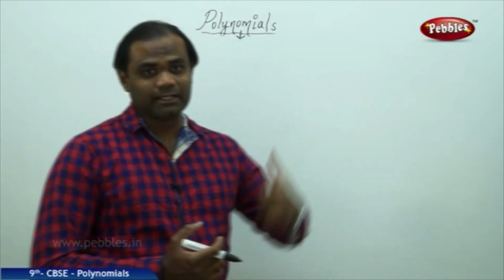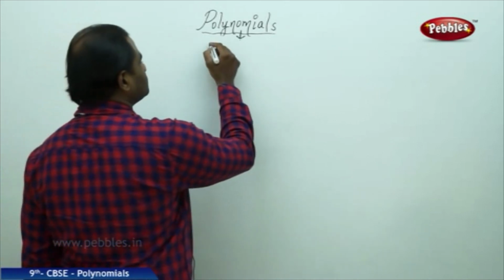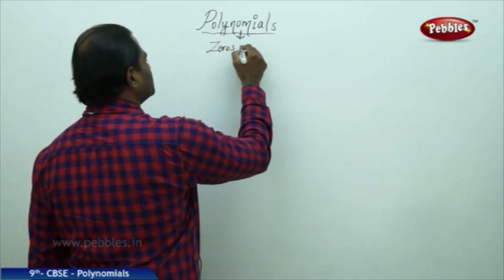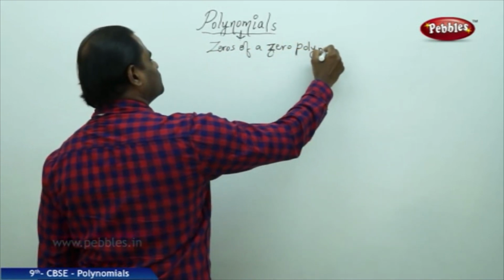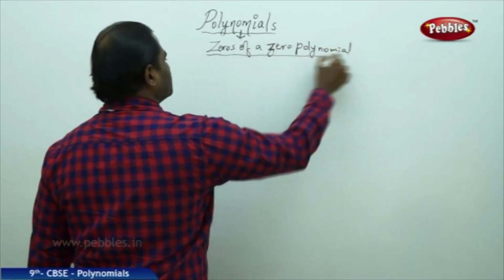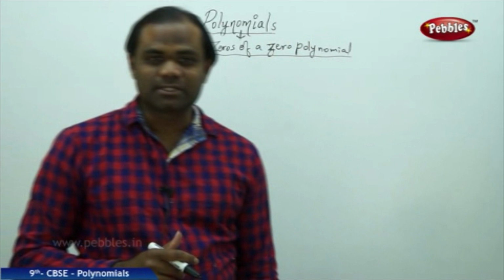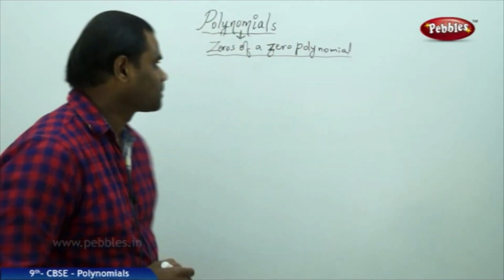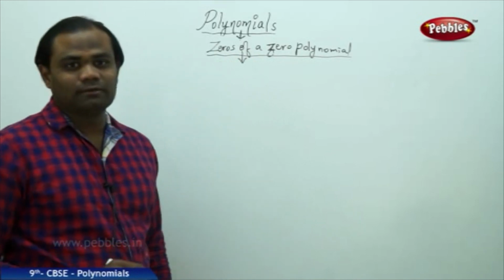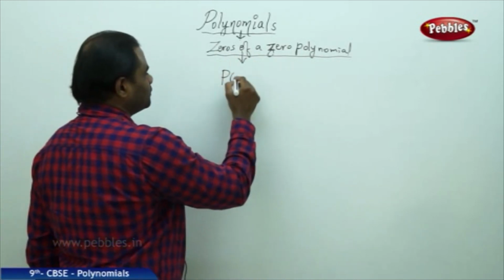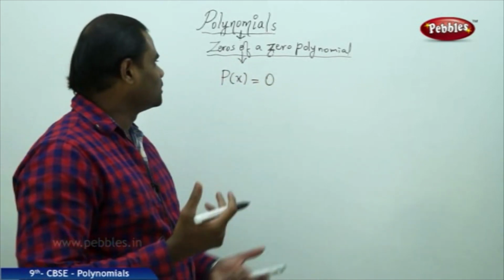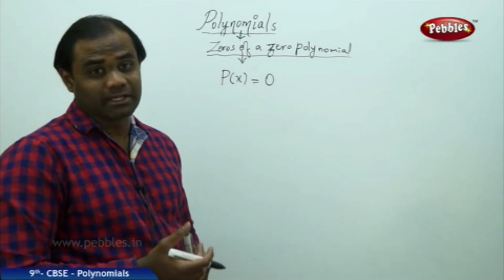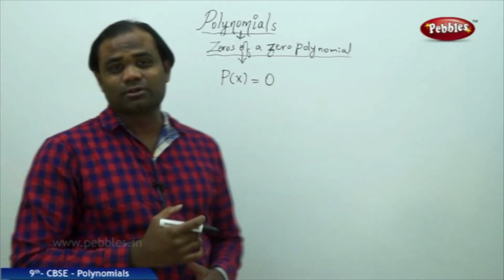Now let's take an exceptional problem where I need to find the zeros of a constant polynomial. The zeros of a zero polynomial is what we're going to discuss in today's session. Zeros of a zero polynomial is the exceptional case. Let's revisit the zero polynomial, which we have defined as a polynomial which has the constant 0.